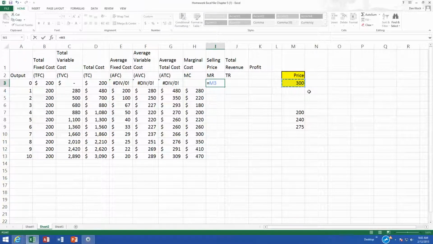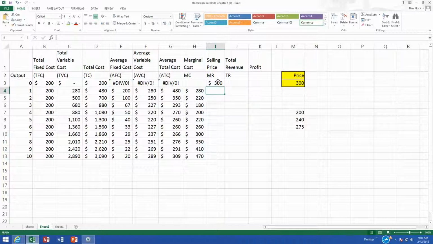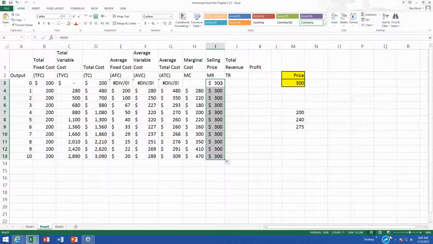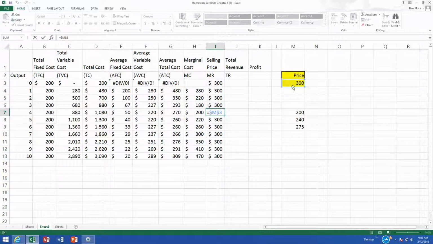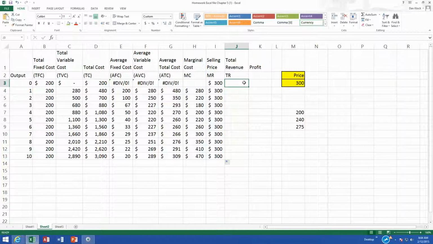There is my marginal price, which is 300. I'm just going to make this absolute because I'm going to copy it down, since I want 300 all the way down. You make it absolute with the F4 key, or type in the dollar signs if you want. And then autofill this down. And we just get the 300 all the way down. Again, just double click on one of these, and remember, with the absolute reference, it always refers back to this M3.